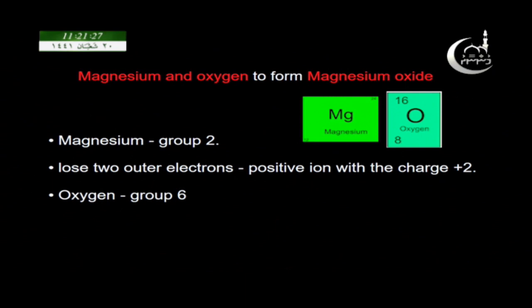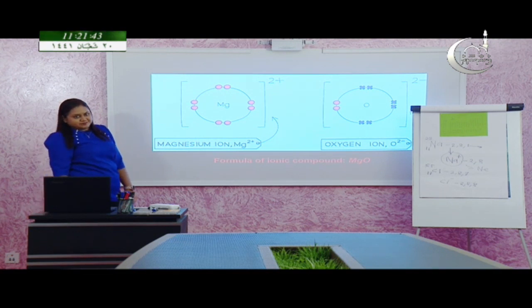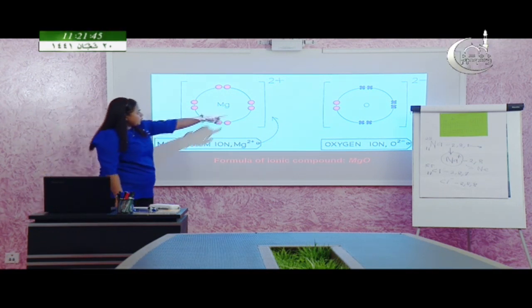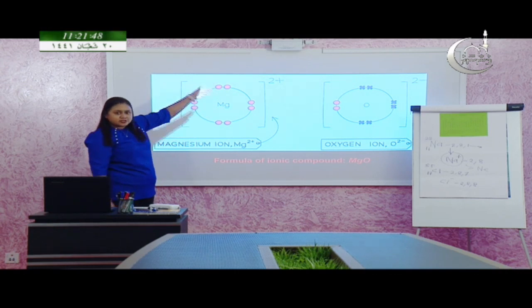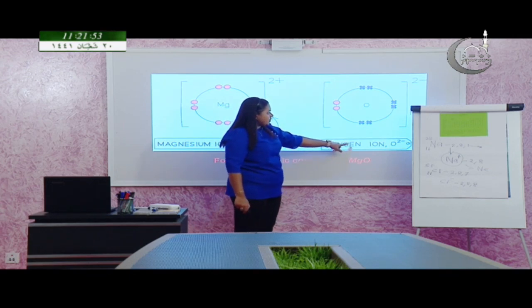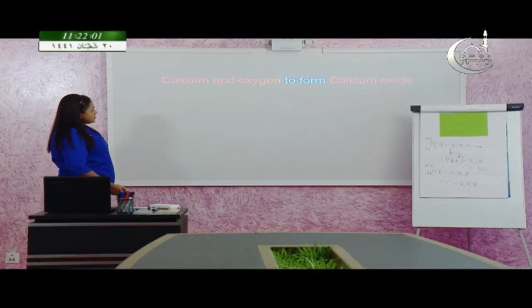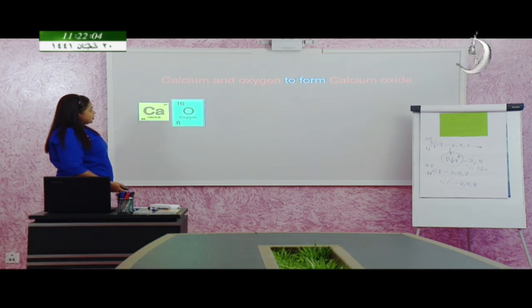Oxygen, which is in group 6. So, how many electrons does it need to become stable? It needs 2 electrons, right? So, it gains 2 electrons and forms a negative charge ion, which is an anion. So, here is the structure. Magnesium with 8 electrons, it has lost 2 electrons, that is why there is a charge of 2 plus, and then we have oxide ion, oxygen ion, O2 minus, it has gained the 2 electrons. One more example, I will just show you the diagram here.